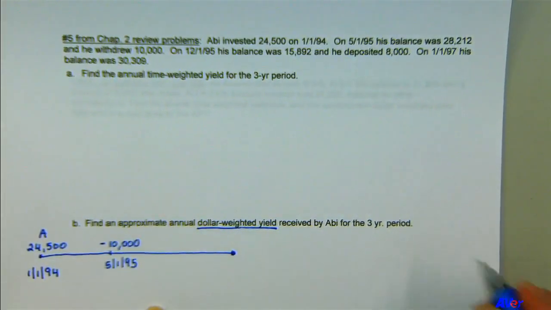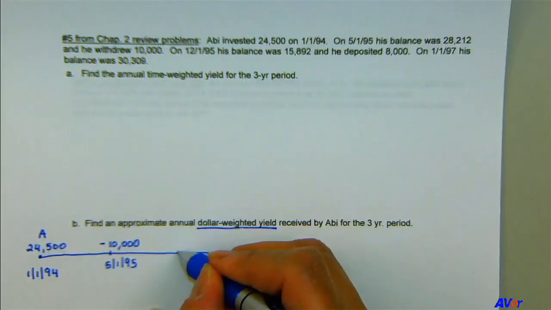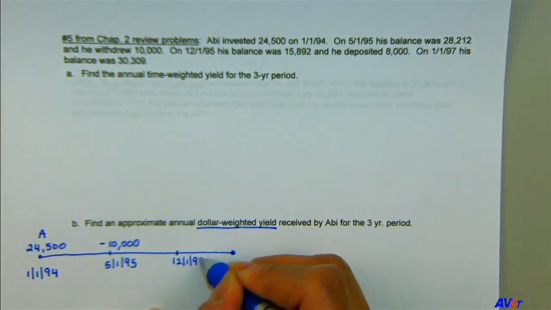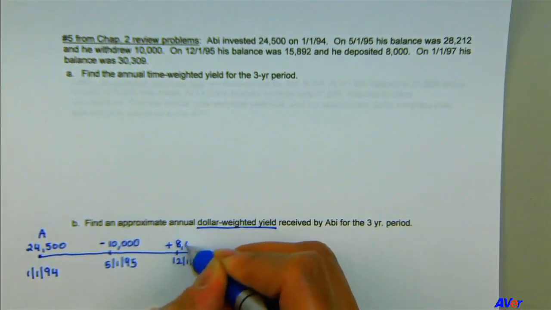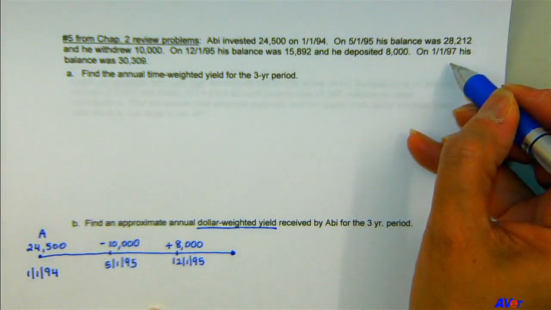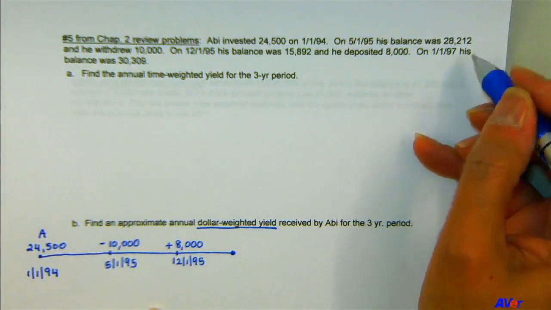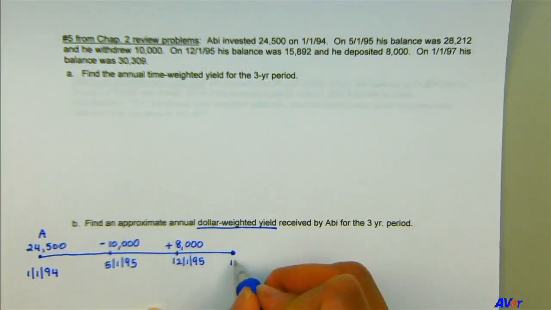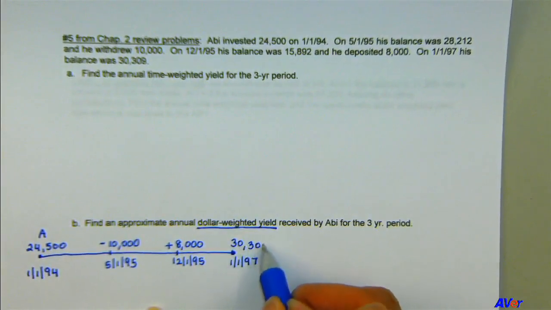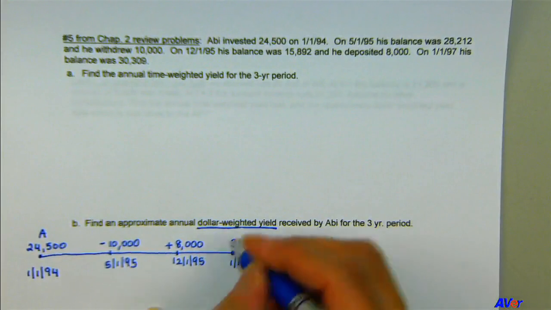On 12/1/95, his balance was $15,892. I don't care about that for dollar weighted averaging. And he deposited $8,000. So here is 12/1/95, deposited $8,000. On 1/1/97, his balance was $33,009. 1/1/97, $33,009. And that is B.